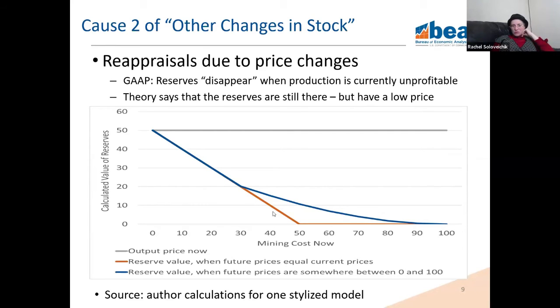Another thing you might want to worry about is that sometimes when mining companies report, correctly according to GAAP, that the reserves aren't there, they really are still there. They just aren't profitable, and so they're not in the production set right now. This matters because if you want to separate price effects from quantity effects, it's really hard to get them apart. The nominal numbers are often much easier.